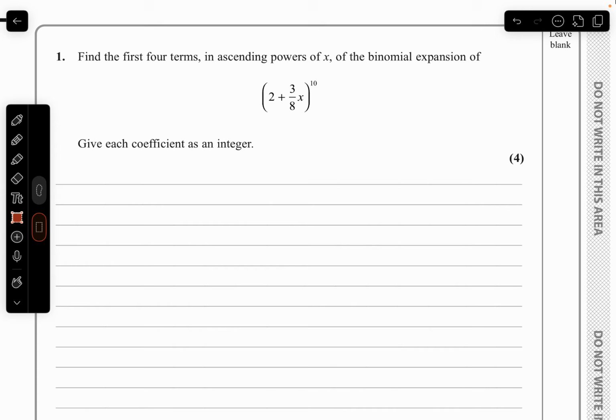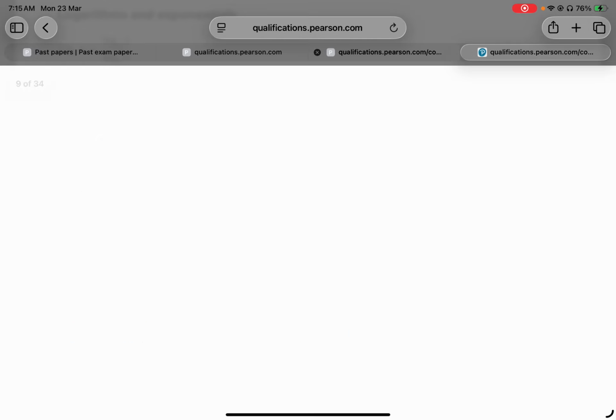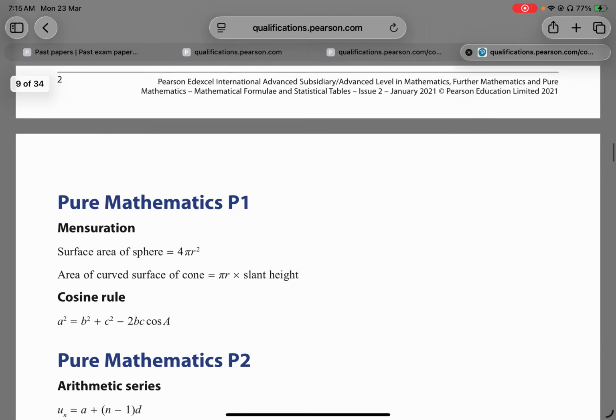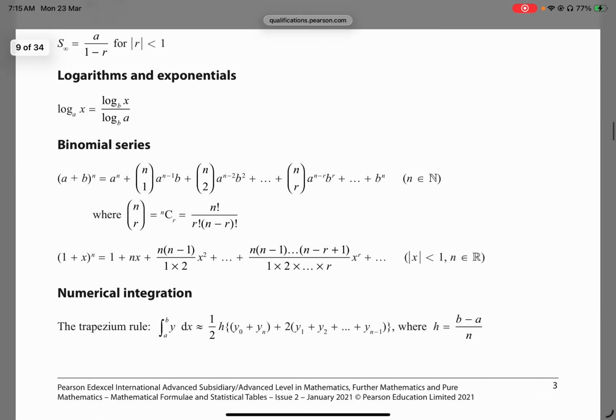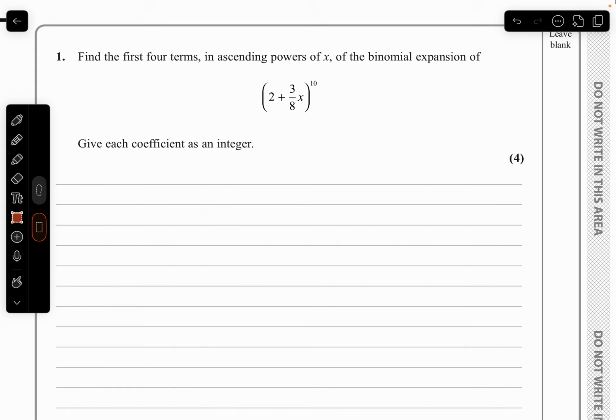So students, by this time, you all should know the formula of binomial expansion. If you still don't know, you can use your formula booklet. It's available here under the binomial series title. You can just use this directly from here and solve your question. So we'll get started with it.